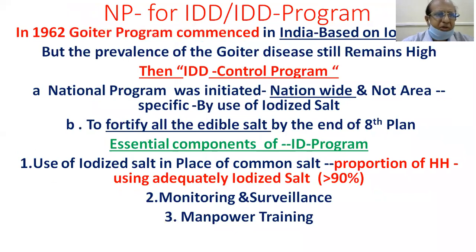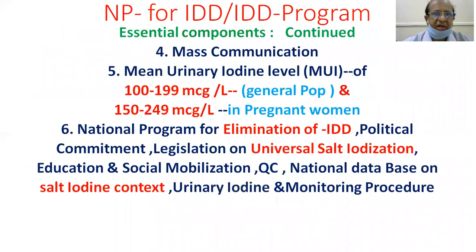Coming to the IDD control program, the national program was initiated nationwide. It is not area-specific. The aim was to fortify all the edible salt by the end of the 8th plan. So all the common salt should be replaced with iodized salt. Essential components of the program: use of iodized salt in place of common salt; the proportion of households using adequate iodized salt should be more than 90%; then monitoring and surveillance, manpower training, and mass communication. These are the essential components.